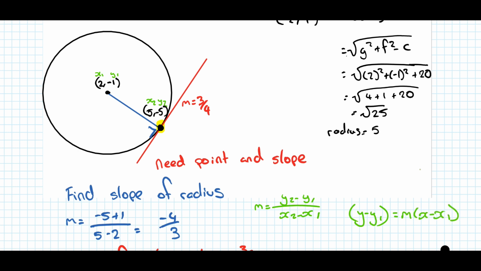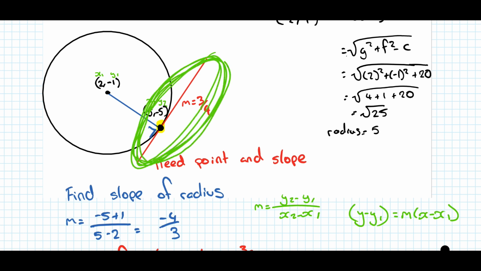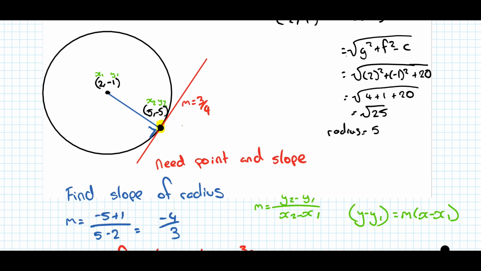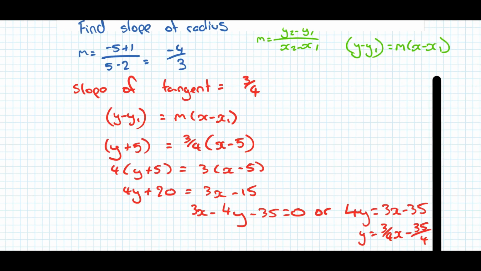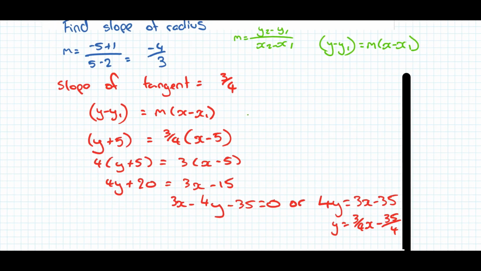And now in this case, the x1, y1 needs to be a point that is on this line. What point do I know is on that line? It's the (5, -5). So I'll use the (5, -5) as my x1, y1. Okay, so for here, x1, y1 is (5, -5).